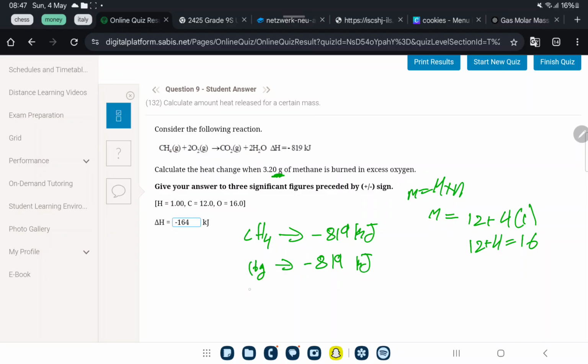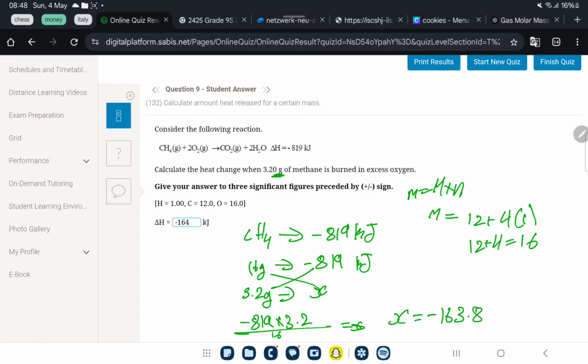And then they want it when there are 3.2 grams. It gives X. Cross multiply, so minus 819 times 3.2 divided by 16 equals X. You put it in your calculator, you get X equals minus 163.8. And you want 3 significant figures, so you round it, and it's minus 164 kilojoules.